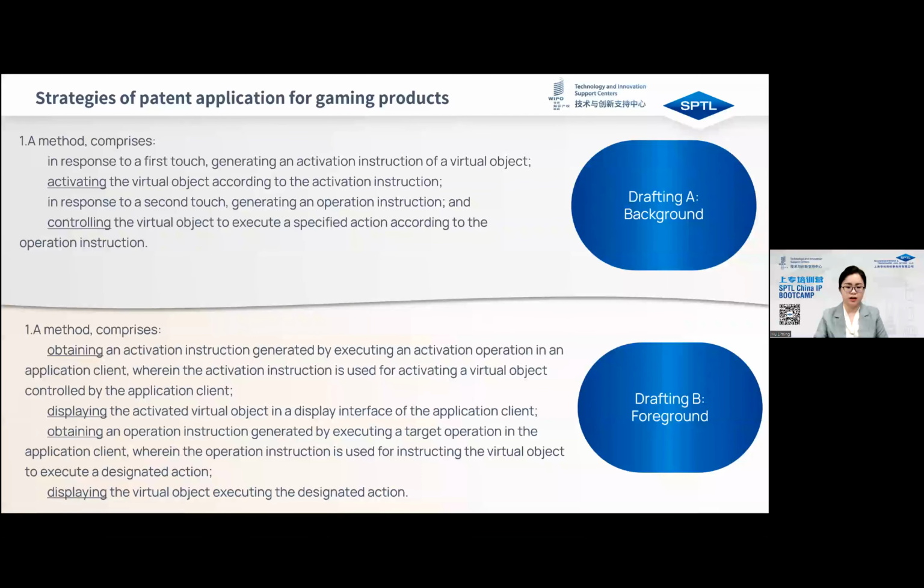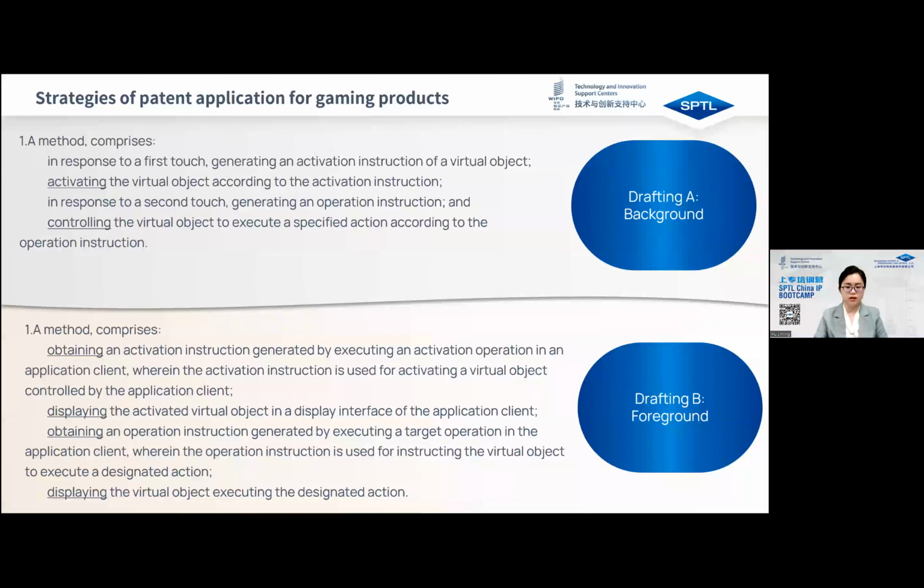Let's take a look at drafting method B, which is drafted from foreground. Such a drafting method is drafted from the perspective of product through product interaction operations and the interface display content. Here, drafting method B is easier to understand. You can easily understand the content of the solution without having to determine how to activate the virtual object and how to control the virtual object to perform actions.